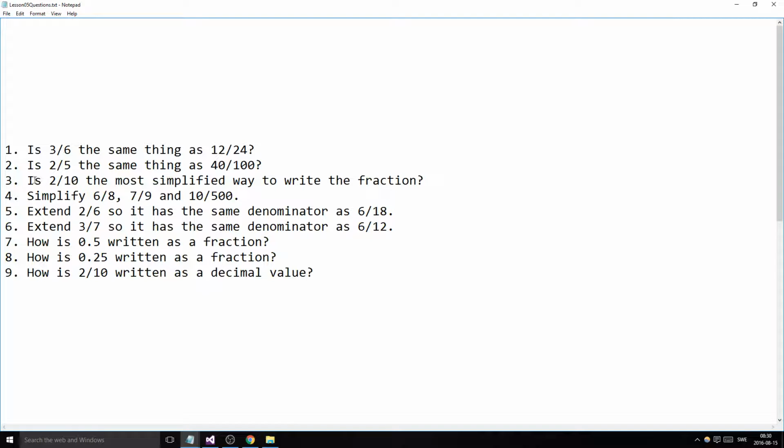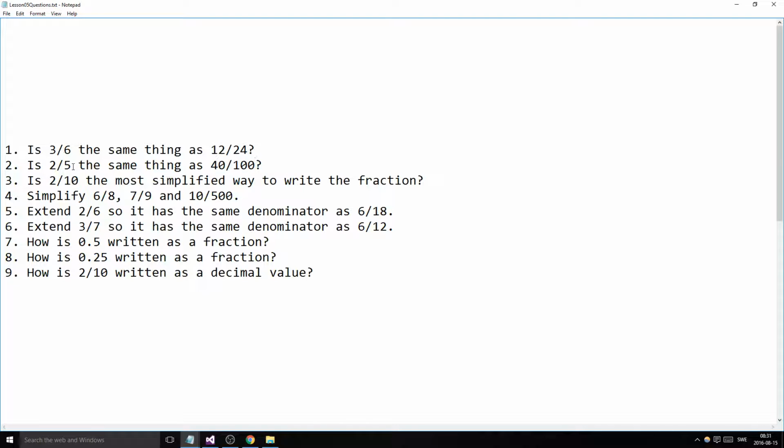I hope you understood that. Is 2/5 the same thing as 40/100? So we have an even bigger number here. But yeah, it is, right? It is. So if we multiplied both of these by 10, we'd have 20 divided by 50. Then if we multiplied both by 2 again, we'd have 40 divided by 100. So it's the same ratio. It's the same number underneath. And yeah, that makes it exactly the same thing.